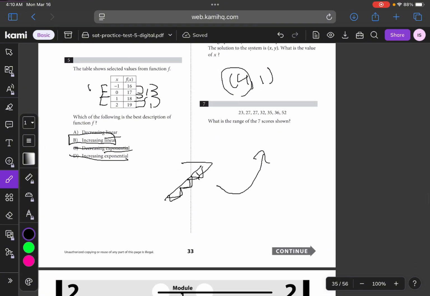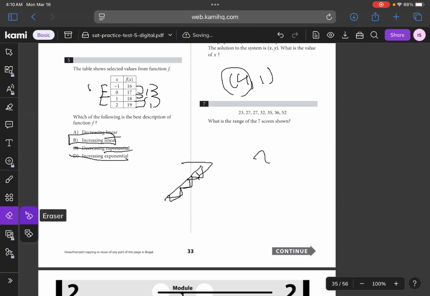Going to question number 7. Let me erase this. Okay. It does not want to be erased. That's fine.